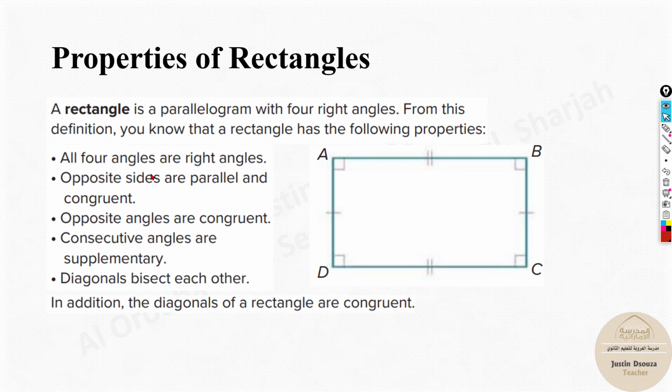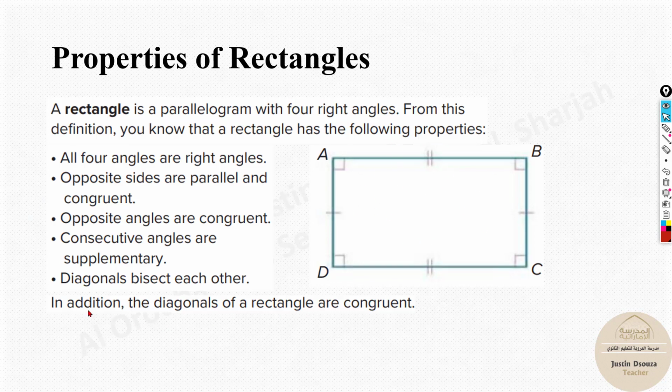Now here there are a few properties. You might relate a few of them with parallelograms. All four angles are right angles. This is the extra, new one. It's not something a parallelogram has. But opposite sides are parallel and congruent. Yes, even in parallelograms, opposite sides were parallel and congruent. Opposite angles are congruent. Yes, absolutely. Same with parallelograms. Consecutive angles are supplementary. Yes, even with parallelograms. And diagonals bisect each other. Yes. Other than all four right angles, the rest is the same as a parallelogram.